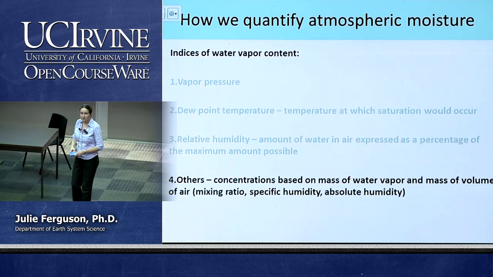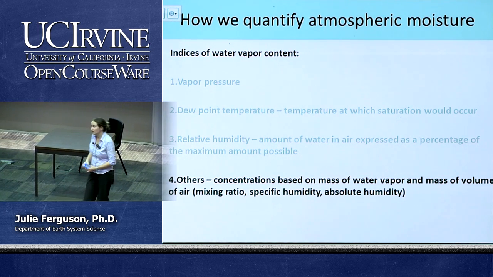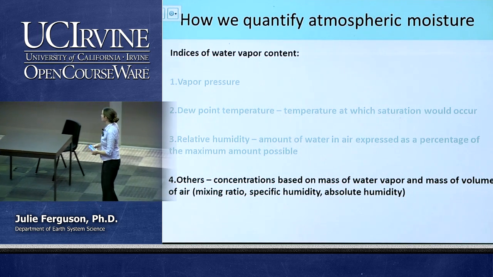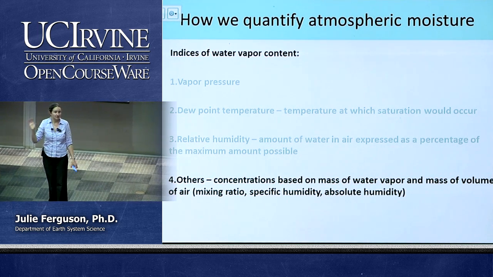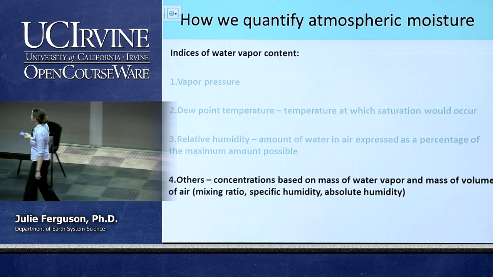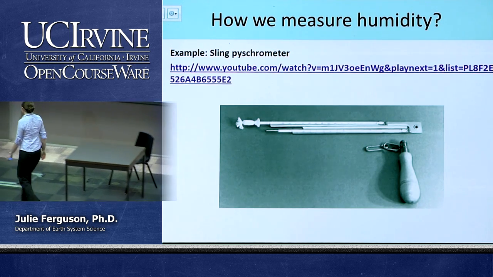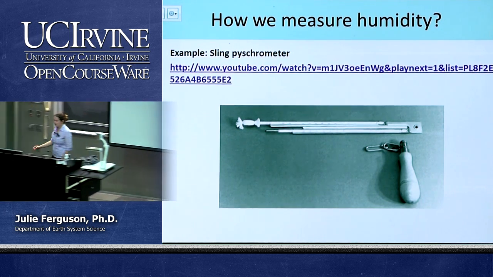There are a whole bunch of other measures that meteorologists find helpful, which we're not going to get into. They include things like mixing ratios, specific humidity, absolute humidity. We're not going to touch on those. We're really going to focus on these first three, okay? So let's have a look at how these things are measured. We're going to look at how relative humidity is measured.